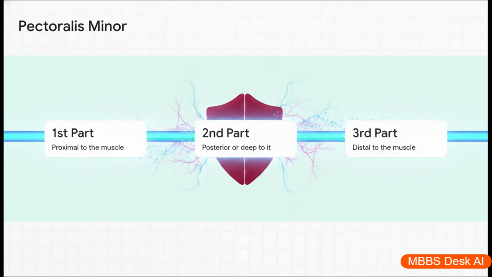Now, how do we chop up this long arterial highway to actually make it easy to study? Enter the pectoralis minor muscle. This muscle is an absolute game changer. It's the great anatomical divider. It crosses right in front of the vessel and cleanly slices our study of the axillary artery into 3 very distinct, totally manageable segments. The first part is proximal to the muscle. The second part sits directly deep or posterior to it, and the third part pops out distal to the muscle.